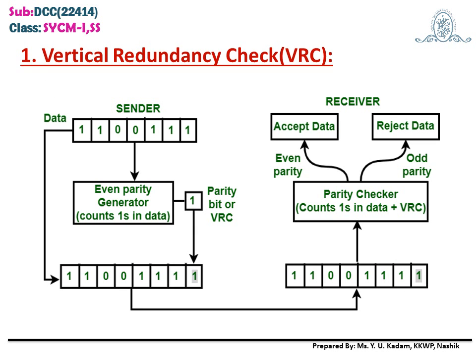Look at the diagram, it elaborates the same thing. The sender is sending this data. We are going to implement the even parity generator function, which counts the ones in the data. We have 5 ones, so one more extra one is added as a parity bit or VRC. Now the number of ones becomes 6. This is the even parity: the original data as well as the parity bit. Along with the parity bit, it is sent to the receiver.